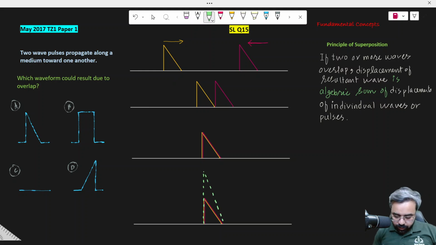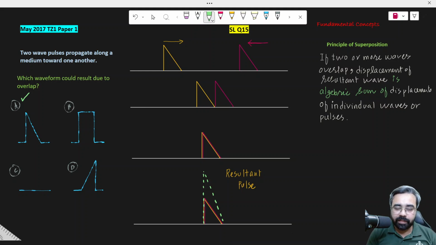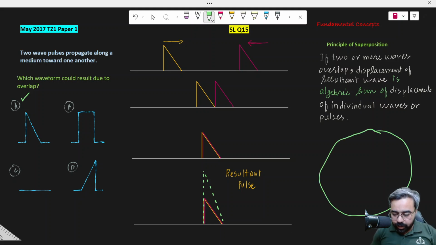So, this is your resultant pulse. So the right answer should be option A, not B, C, or D. But maybe you are thinking that I have skipped something: what happened when those two were not perfectly overlapping, when they were combining with each other. So I thought I will show you what will happen there.